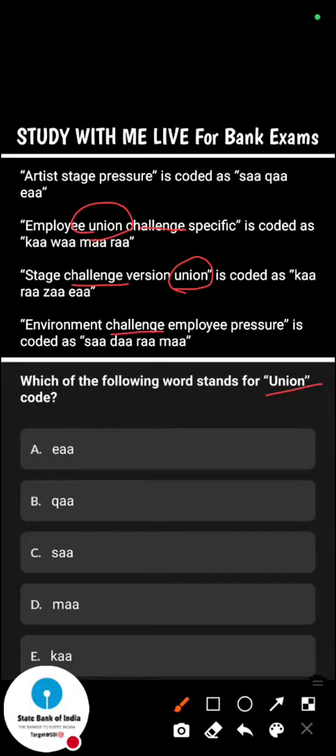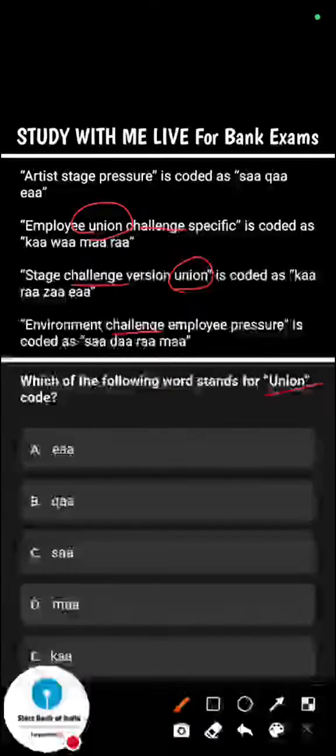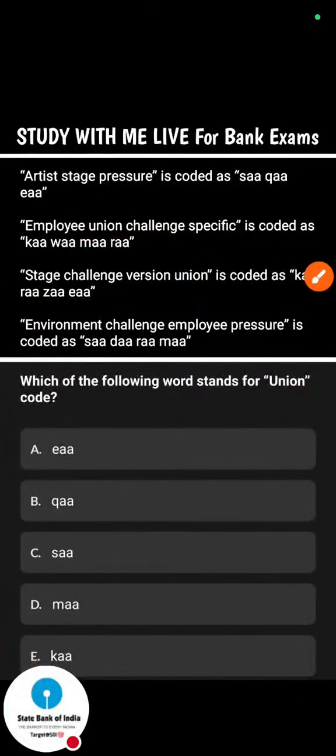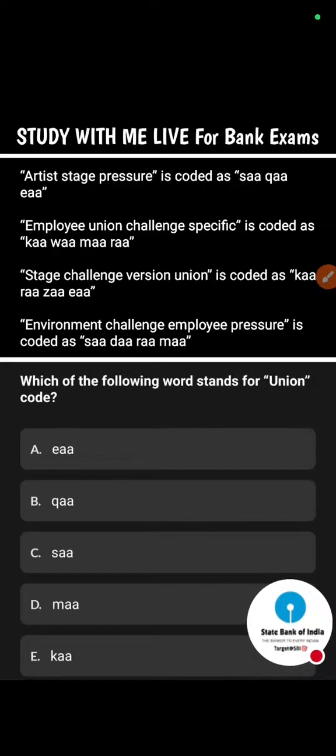So EAA, no. ZAA, no. RAA and KAA we see. Here RAA we see, which is a challenge. So RAA will be cancelled. We are left with KAA. Option E, KAA is our answer. Okay. Next question.